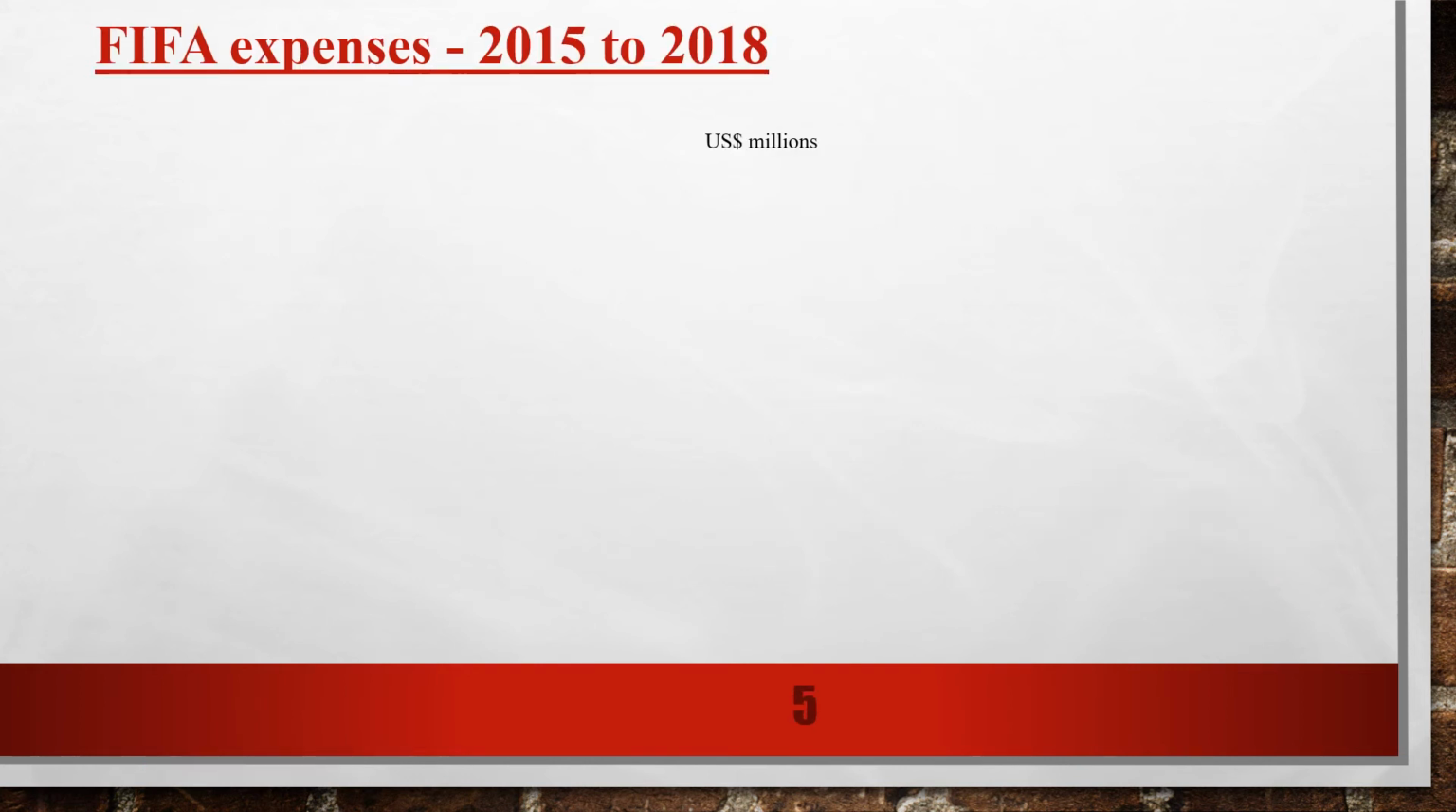Let's have a look at the high-level expenses of FIFA. FIFA works in 4-year financial cycles, and the following expense numbers from 2015 to 2018 are extracted from their 2018 annual report, which includes the results of the 2018 World Cup in Russia. So during this period, FIFA spent $2,566 million on competitions and events.